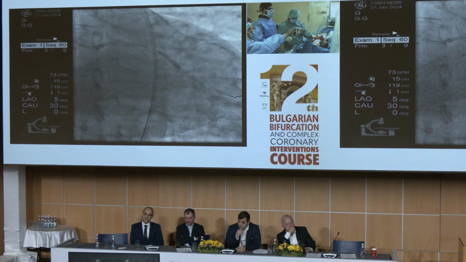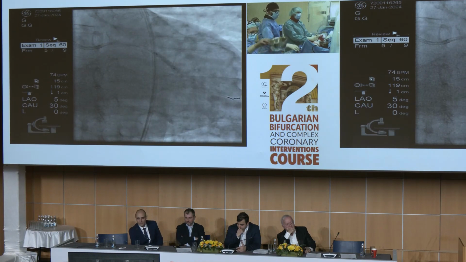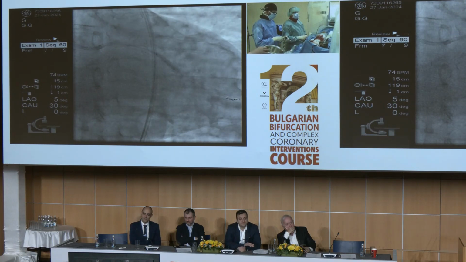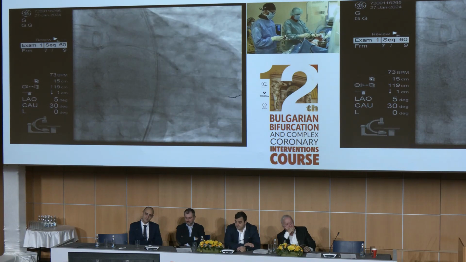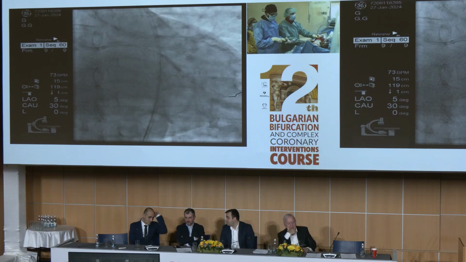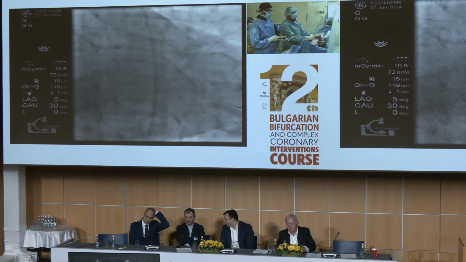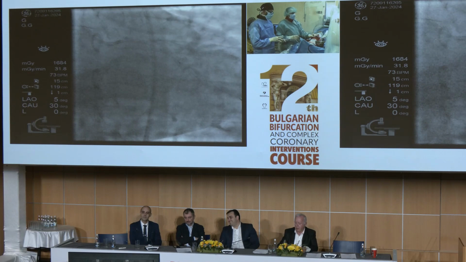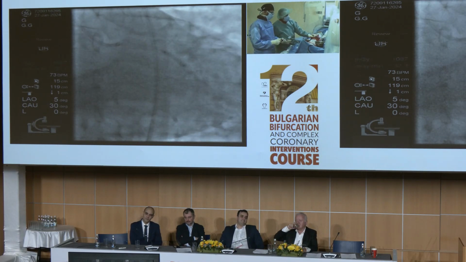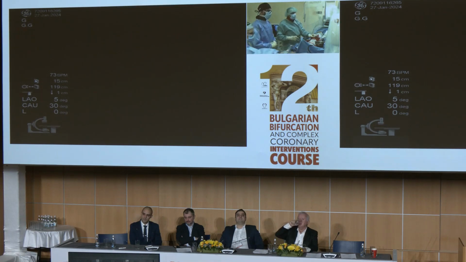Based only on the angiography, the result is quite good. But we should try to do the best. And the best way to assess is by intravascular imaging. Deflate. Okay. By the way, the question is, what about the LAD?